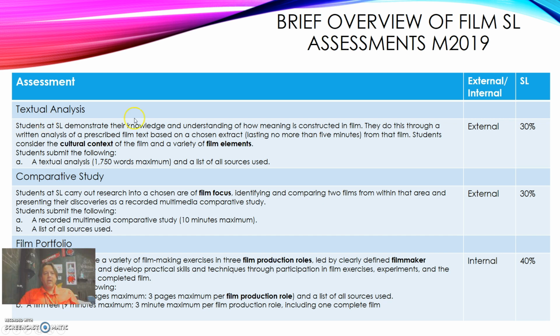Okay, and finally, don't have a whole lot of time left, so I'm just going to briefly go through this. Your assessments, your IB film class, involves 3 major assessments. A textual analysis assessment, which is an external assessment, is worth 30% of your overall grade. You will be done with this by the end of year 1. It's a 1,750 word essay that you'll be writing, and it deals with cultural context and film elements and film analysis.